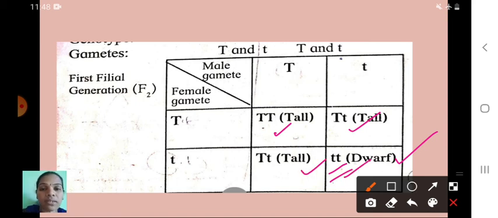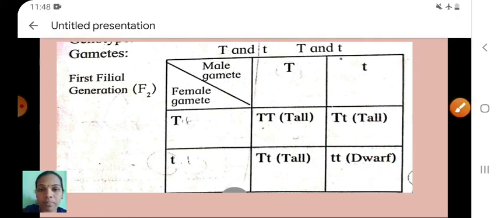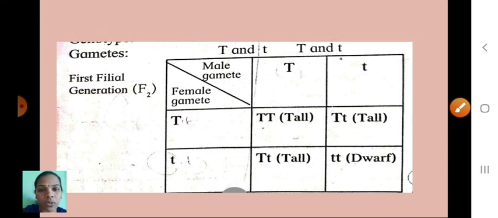Understood? So children, the remaining part I will teach you next session. Now, what we discussed is the monohybrid cross. Which contrasting character did we take here? Height of the plant. One is tall and another one is dwarf. Tall is dominant. Dwarf is recessive. Why is it dominant? Why is it recessive? Already I told you, isn't it children?